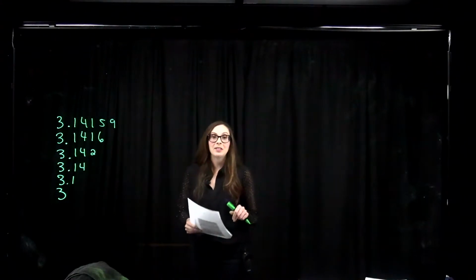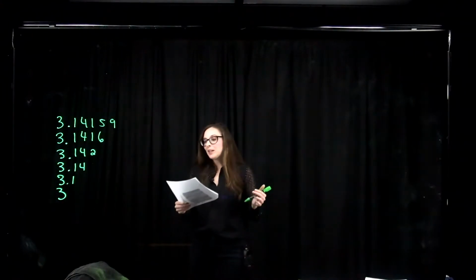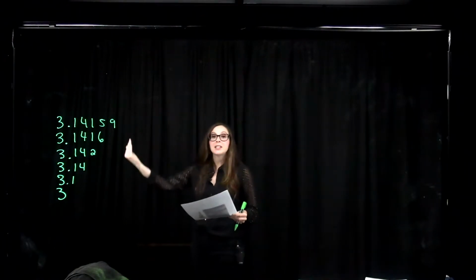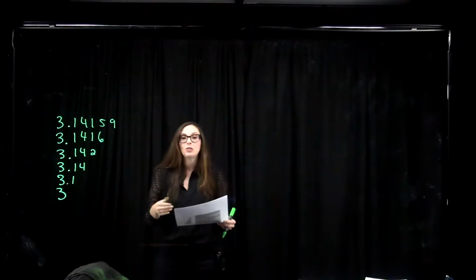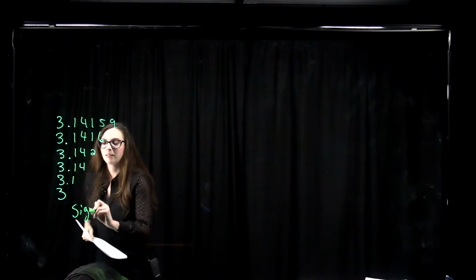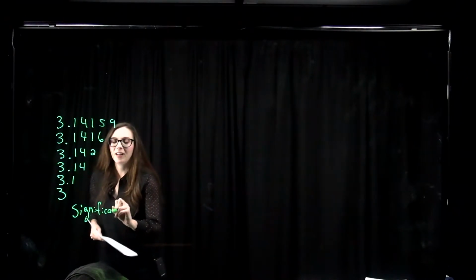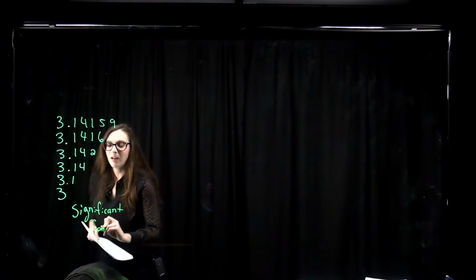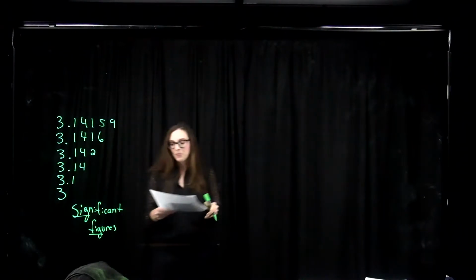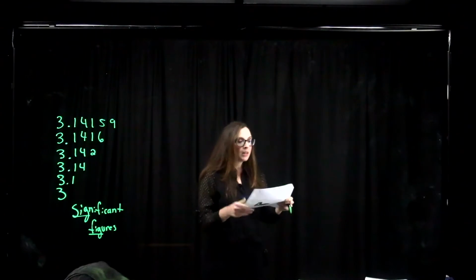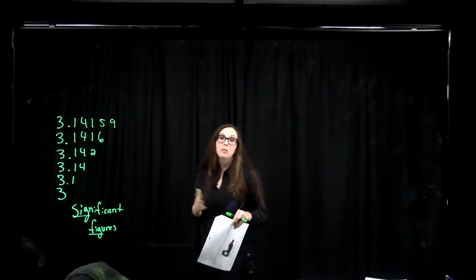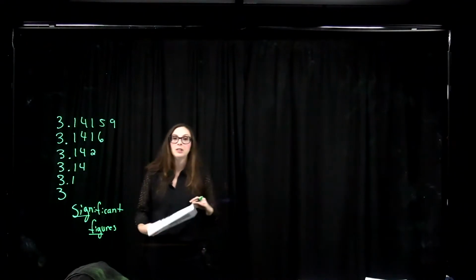When we take a measurement of a number, we only know it to a certain precision. So we can state our knowledge of a measurement through the use of something called significant figures. Sometimes I abbreviate this as just sig figs, okay? So significant figures tell us how well we know a measurement or a number to a certain precision.